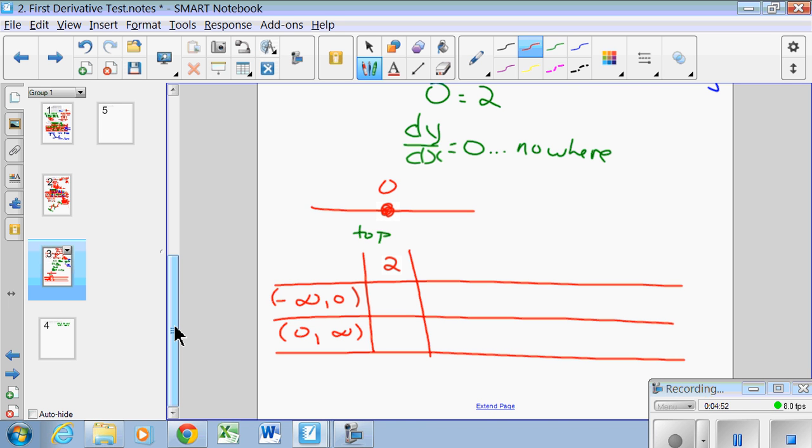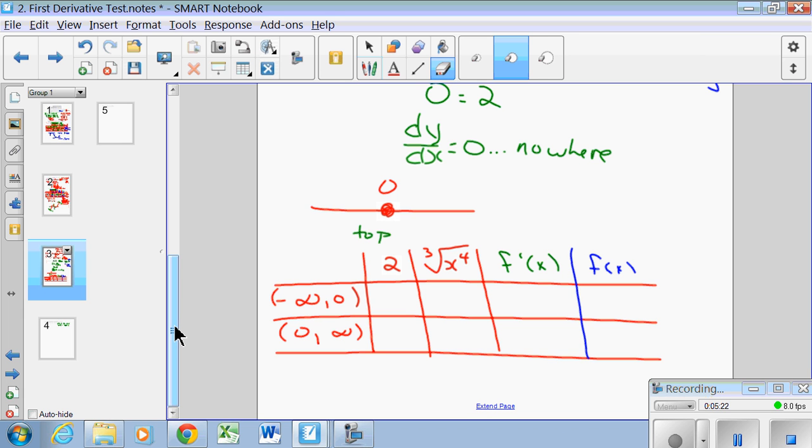The other number I'm going to put in, I can just put x in here, I can put x to the 4th in here, I can put the cubed root of x to the fourth in here. Let's go with the cubed root of x to the fourth. Then my third column is what kind of slope do I have, and my fourth column is what's happening to my function. If you go back to your column, this is why the 2 has no impact on anything at all. 2 is always a positive number, so it's not going to have any impact on my function.